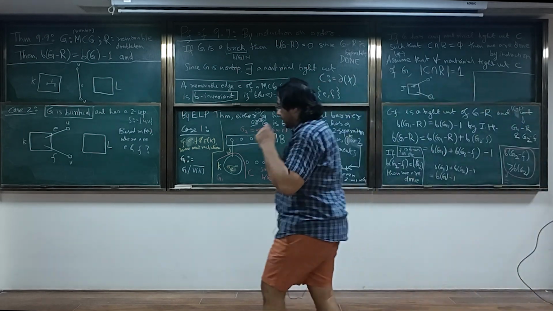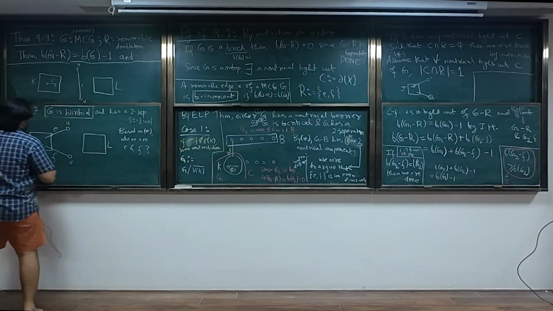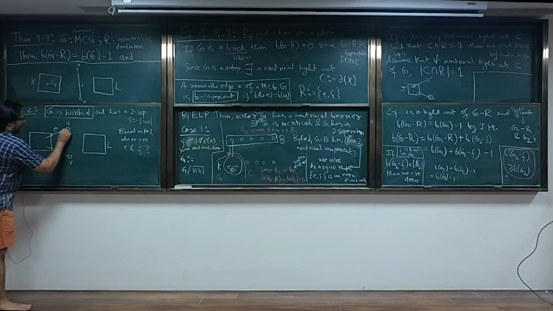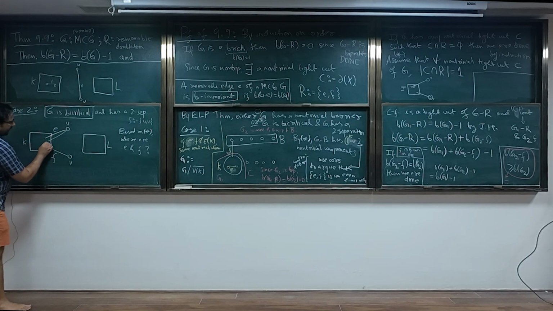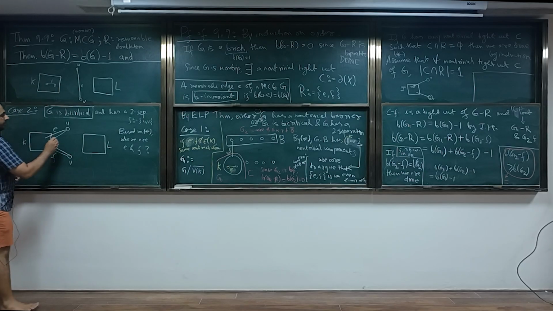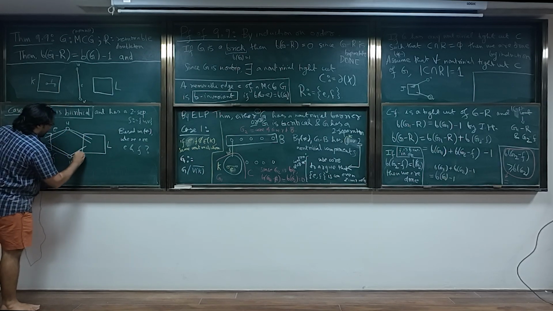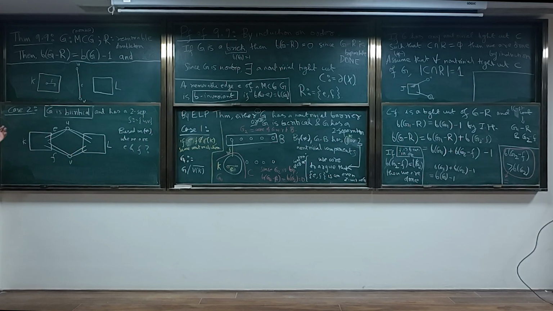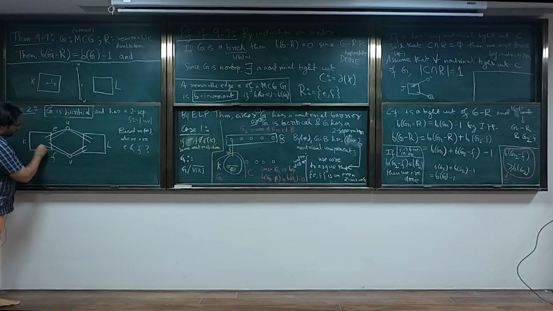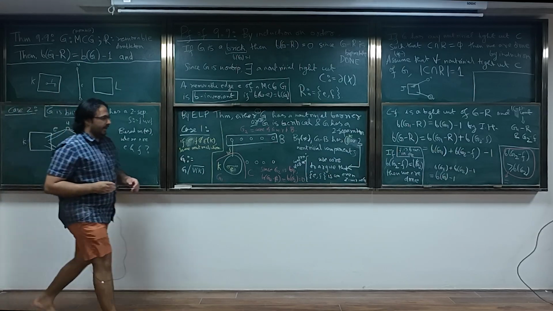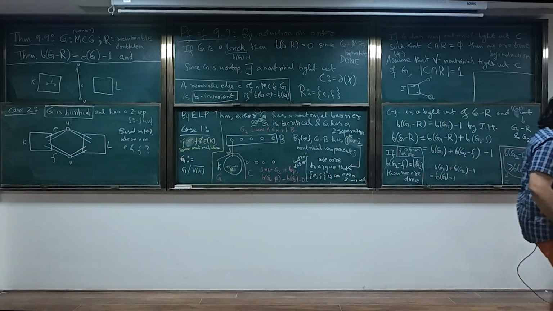So if we go back to these two drawings, we know that U has at least two neighbors, V has at least two neighbors here. By the same argument, U has at least two neighbors here and V has at least two neighbors here. One of these edges is E, one of these edges is F. I will maybe draw E and F in a separate color.